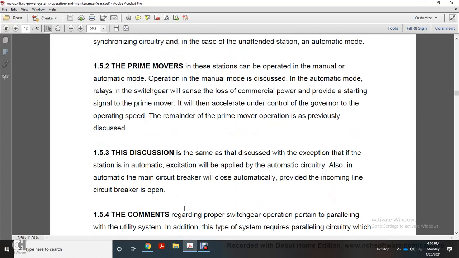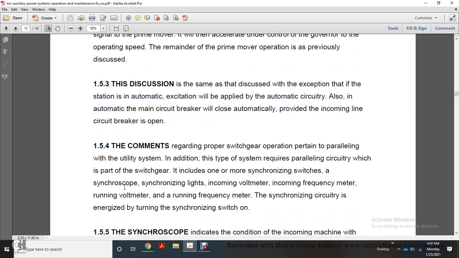The discussion is the same as the previous discussion with the exception of the station. Automatic excitation will be applied with the automatic circuitry, also with the automatic main circuit breaker, with all loads automatically provided with the incoming line when the circuit breaker is open.